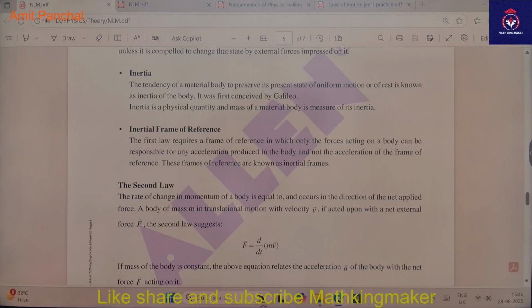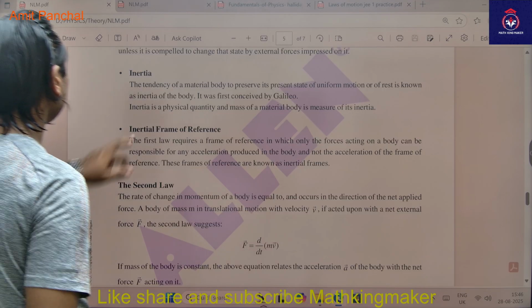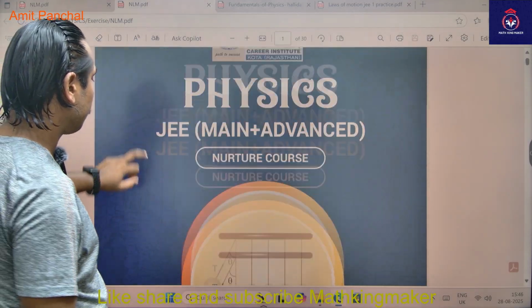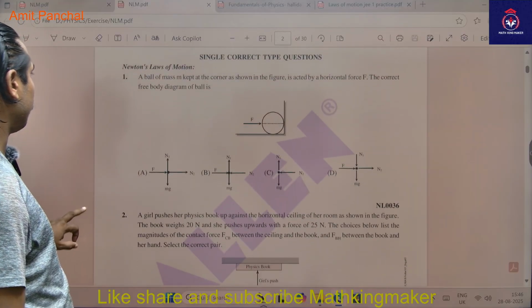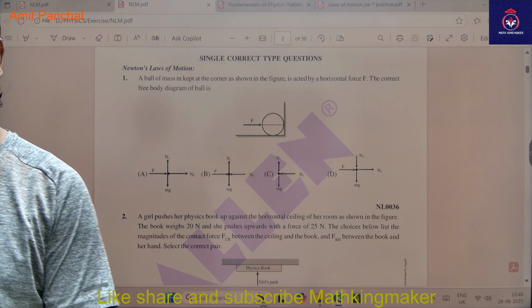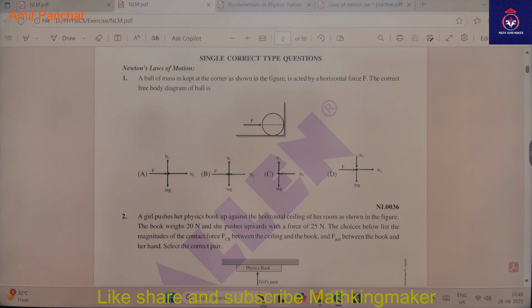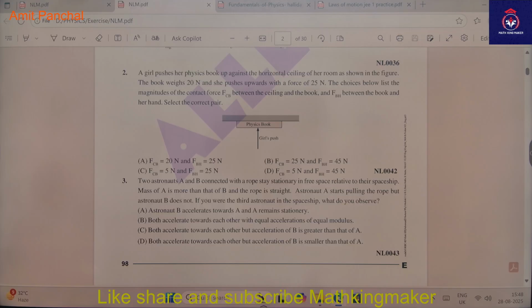Okay. Yes. So now we'll see some questions based upon this one. First question. Just tell me the answer for this question. One second. Because we need to practice whatever we did in theory. That is very important. And pushes upwards with a force of 25 Newton.